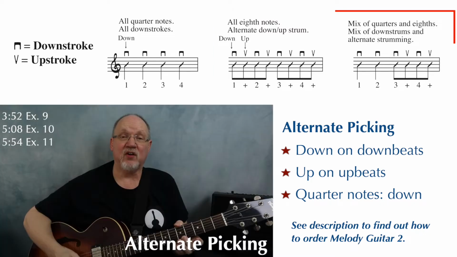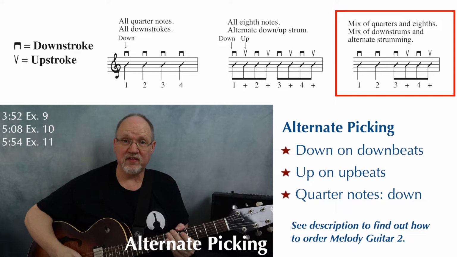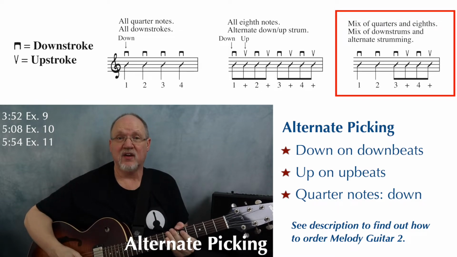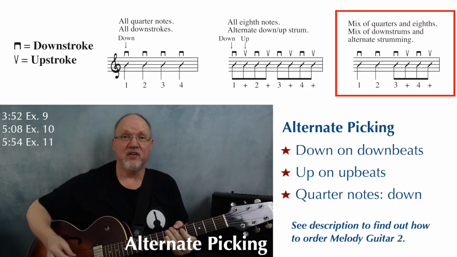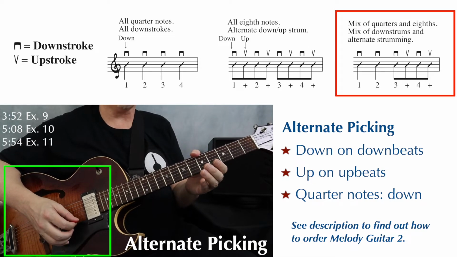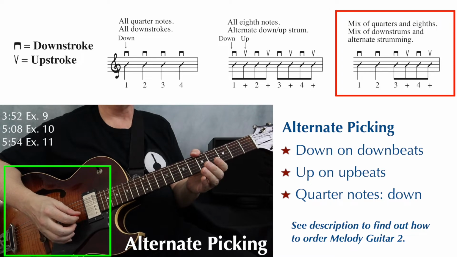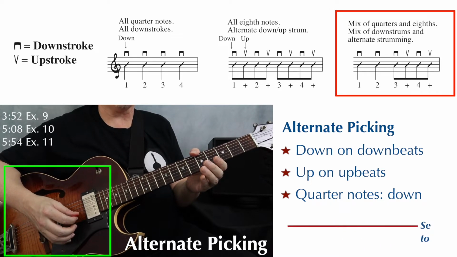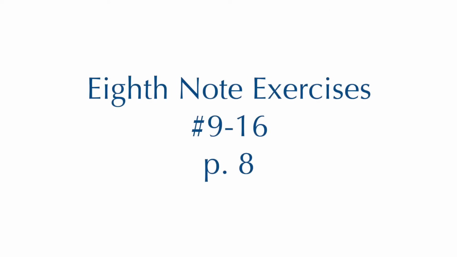And when you see a mix of quarter notes and eighth notes, play downward on your quarter notes because those are going to be on downbeats, and then use alternate picking on your eighth notes, making sure you start with a down. So this last example is counted 1, 2, 3, and 4 and, or down, down, down, up, down, up.